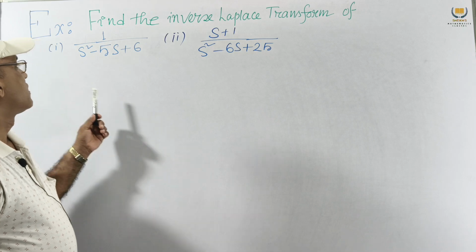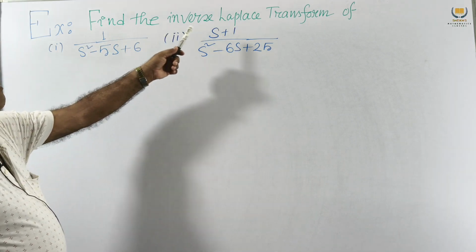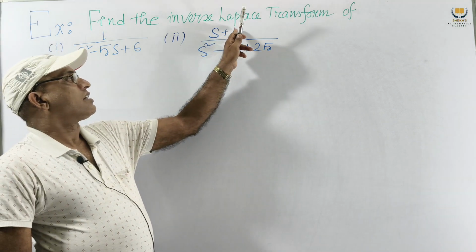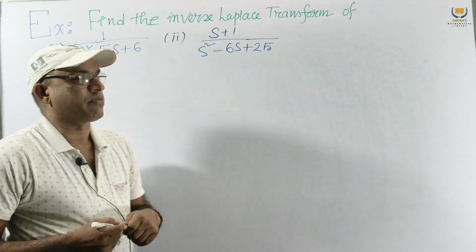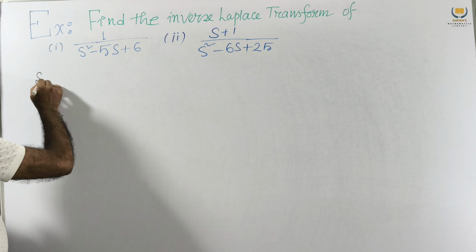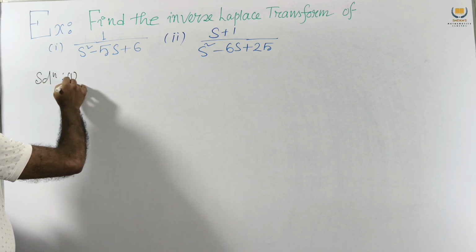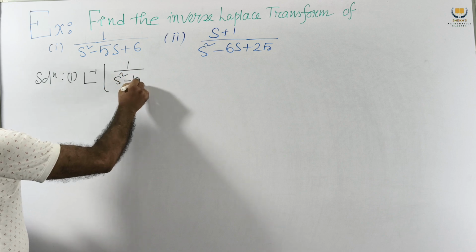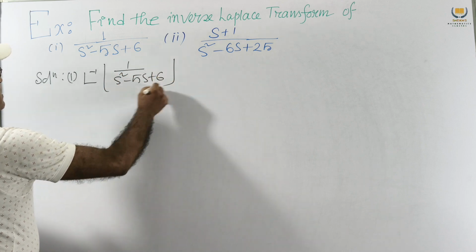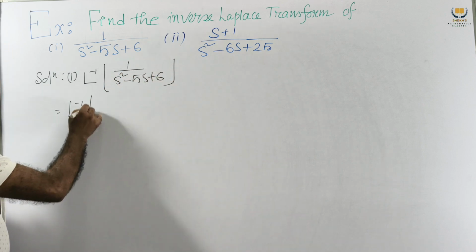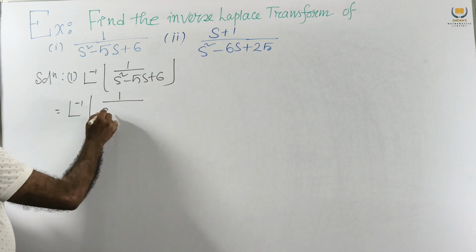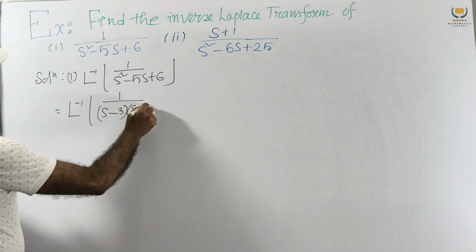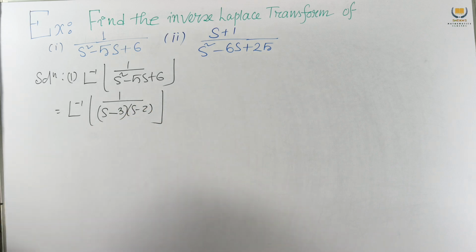Another problem. Number 1, find the inverse Laplace transform of 1 by s² − 5s + 6, and number 2, (s + 1) by s² − 6s + 25. Now the solution. First we consider number 1: L inverse of 1 by s² − 5s + 6. If we factorize this, we get (s − 3)(s − 2).